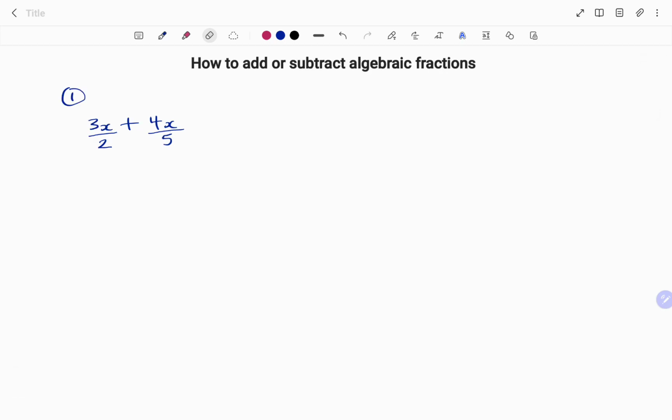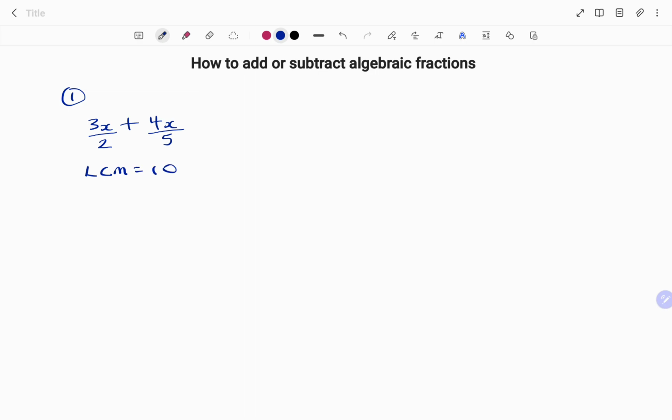In the first example, we have 3x over 2 plus 4x over 5. Just like your normal fractions, when you're adding or subtracting, you first of all need to make sure that your denominators are the same. In this example, your denominators are 2 and 5. The LCM for 2 and 5 is 10. LCM is your lowest common multiple.